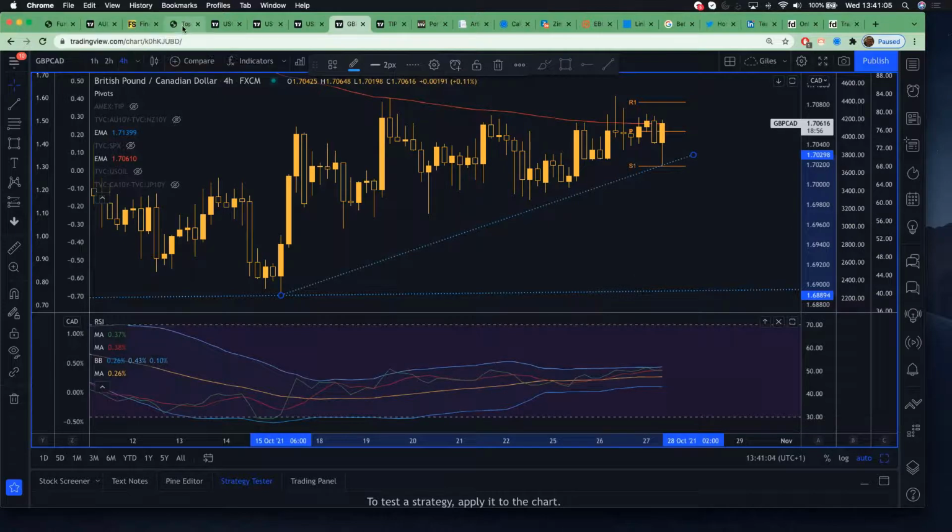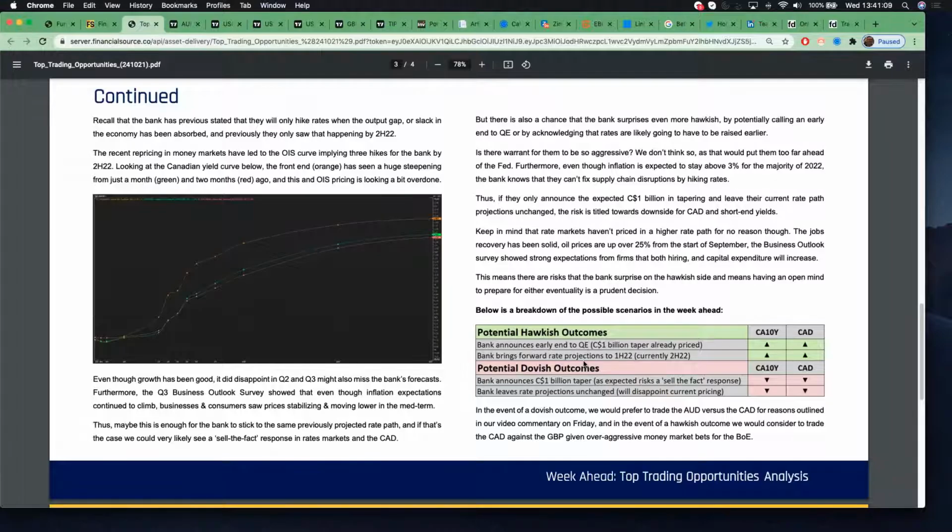Now, on the other hand, we have a dovish outcome. So they announce the $1 billion taper. That's what's expected. That's already priced in. And they leave the rate projections unchanged. That will be disappointing. So we can easily expect downside in CAD.